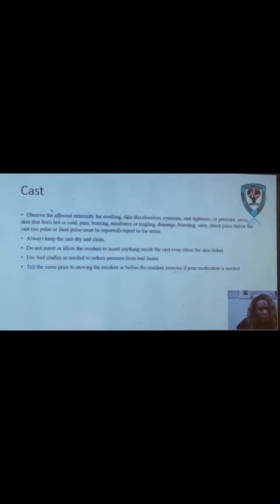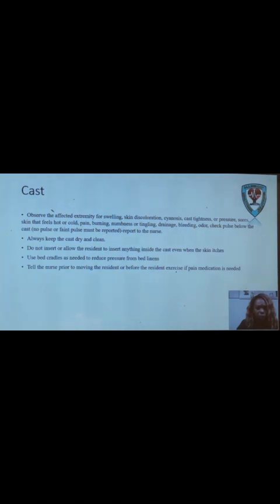You want to observe the affected extremity, the extremity that has the cast on it, for swelling, any skin discoloration, cyanosis, which is a bluish hue to the skin, any cast tightness, pressure, any sores, any skin that feels hot or that feels cold. If the resident is reporting pain and burning, numbness or tingling, any drainage or bleeding, any odor that you may smell, you want to report these observations to the nurse.